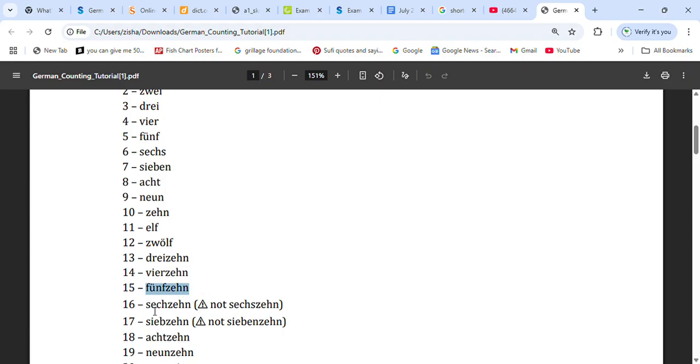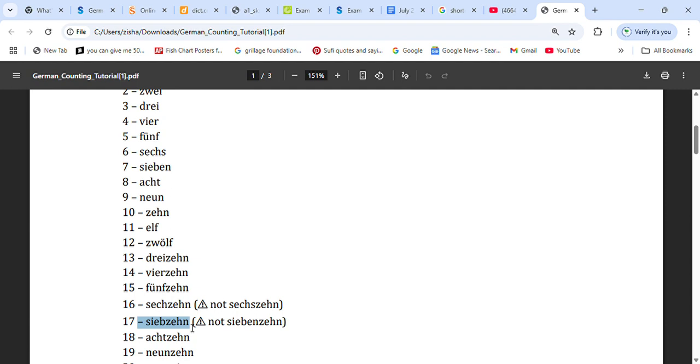Here 16, sechzehn. Otherwise 6 is sechs, right? We will remove the s and then put the zehn. So sechzehn, not sechszehn. Clear? 17: 7 we have sieben, and 10 we have zehn. So it will not be siebenzehn, but it will be siebzehn.